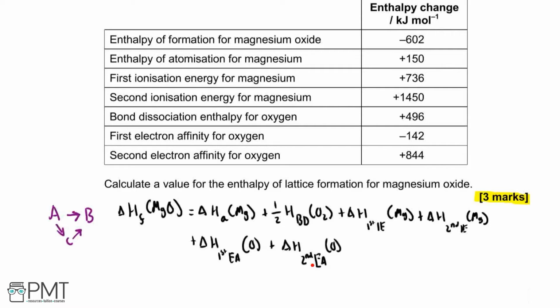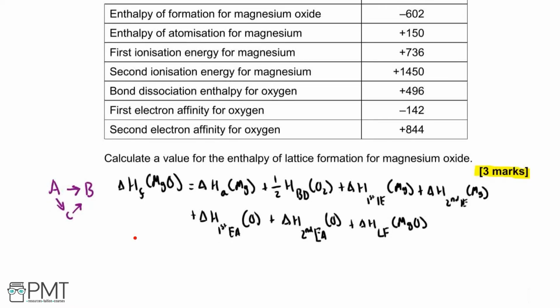Finally, we would have our lattice formation enthalpy. So that's going to be delta H LF, and this is actually the lattice formation enthalpy for magnesium oxide. So we are going to have MgO as our species. So this long equation here would be our first mark for this question.